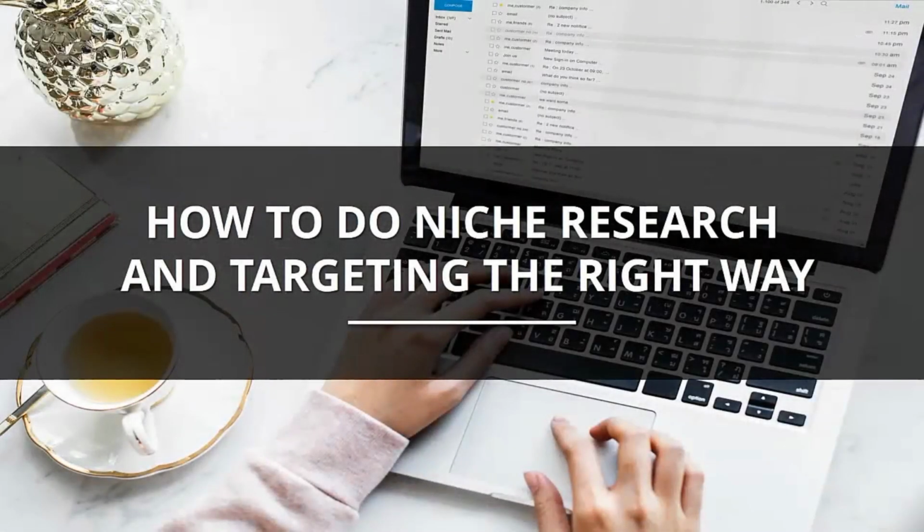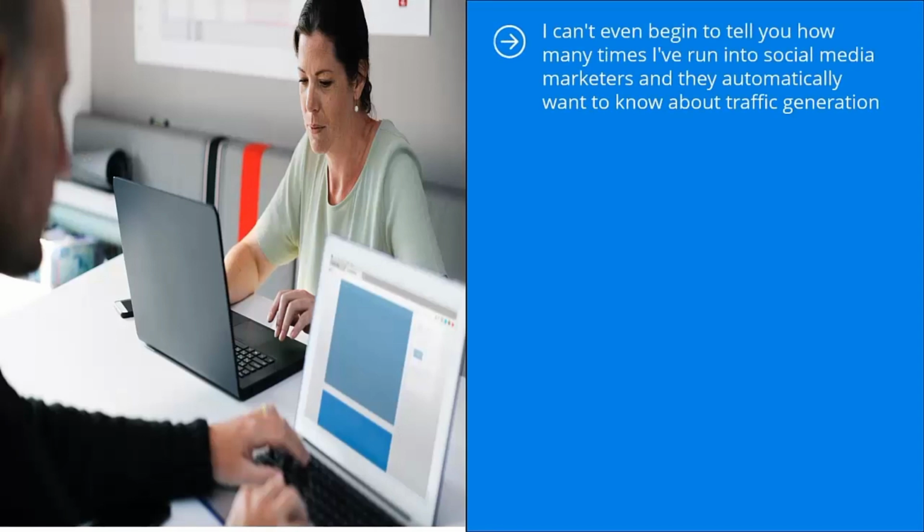How to do niche research and targeting the right way. I can't even begin to tell you how many times I've run into social media marketers and they automatically want to know about traffic generation. Forget about niche research. Forget about consumer intelligence. Don't worry about setting up the right site to get in front of the right target audience eyeballs. Let's just skip straight to the good stuff. That's the kind of mindset that I run into all the time. And that's why a lot of people struggle in this game.